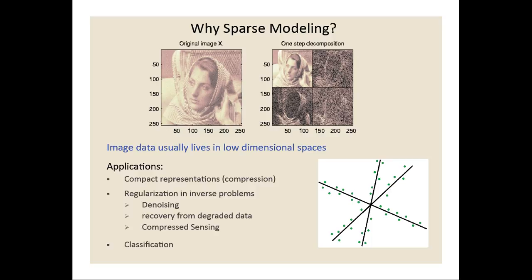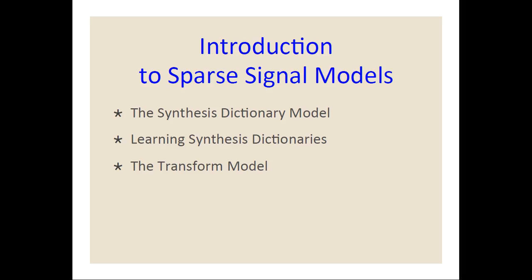Another area is classification. If you want to classify objects, having a good model for them again is very useful. Okay, so I'll talk about mainly two models. One is the synthesis dictionary model, and the other is the transform model, which is the one I'll describe in great detail in this talk. I'll set this up as the background because this is what you'll find mostly in the literature, and I'd like to show that we have advantages by studying a somewhat different model.